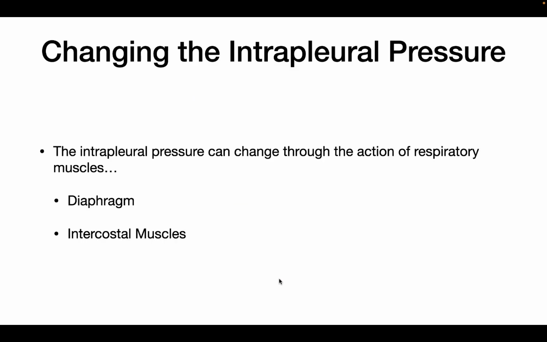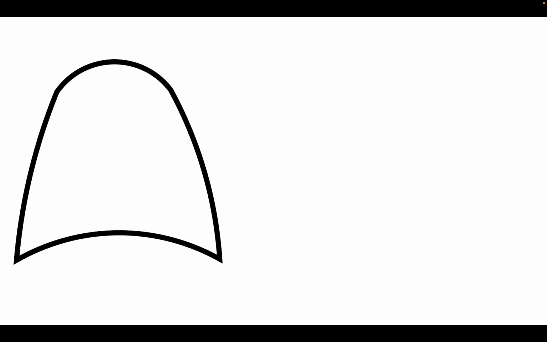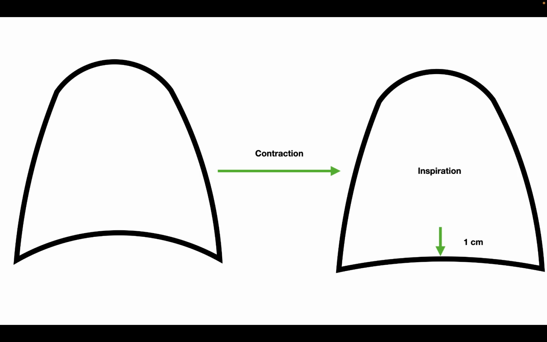Well, the intrapleural pressure can change mainly through the actions of different respiratory muscles. The primary respiratory muscle of inspiration will be the diaphragm, which is what we're going to talk about first. Then we're going to talk about the intercostals. So what does the diaphragm do? Let's take a look at our chest cavity, and at the bottom here we have the diaphragm. The diaphragm is innervated by the phrenic nerve, and when the diaphragm is stimulated, it moves down 1 centimeter. So it's the contraction of the diaphragm that brings it down.